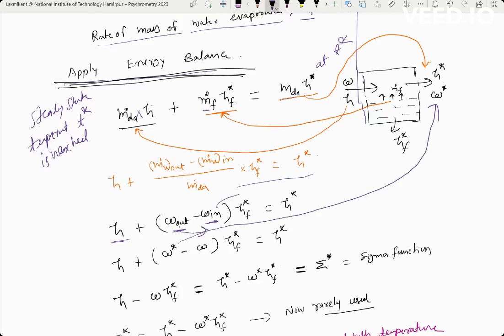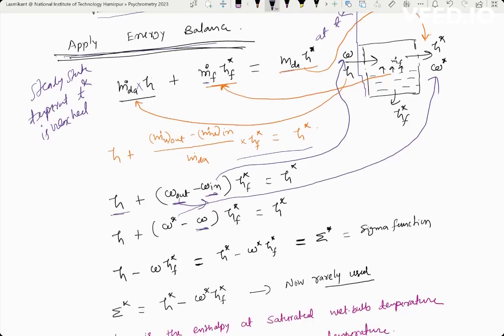Similarly, omega in is omega, so that's why we have considered omega. So omega star minus omega, HF star is equal to HF. Now by rearranging this equation, we have H minus omega HF star is equal to H star minus omega star HF star. So this combined term H star minus omega star HF star is indicated by sigma star, and this term is called a sigma function.